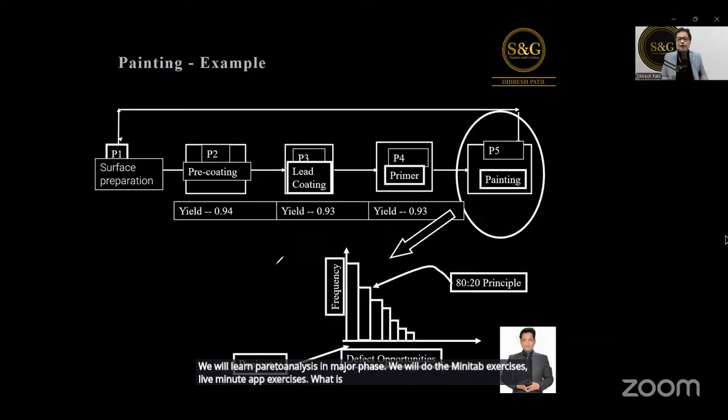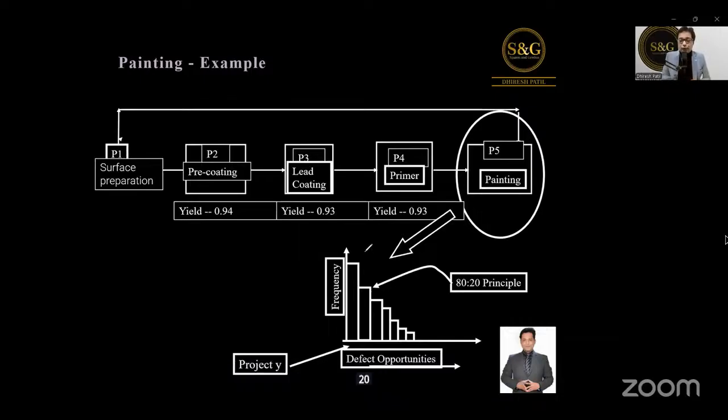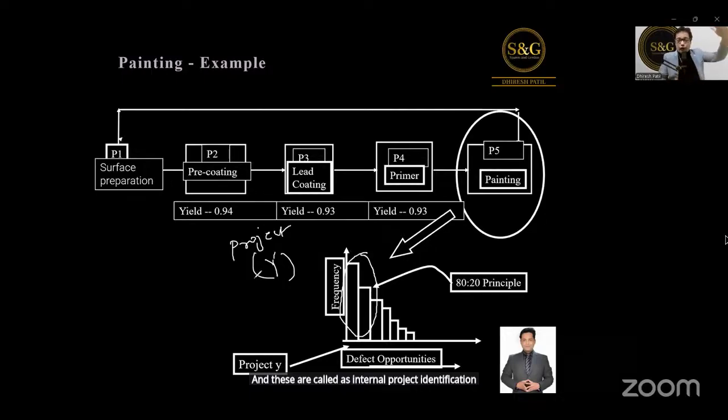We all know, right? It will basically identify the top 20% defects or rejections happening in the painting, and that becomes our project. So these top 20% become our project Y. And these are called internal project identification. Are you clear? Just give me yes in the chat box. So externally from voice of customer, internally from this process, we can identify the projects.